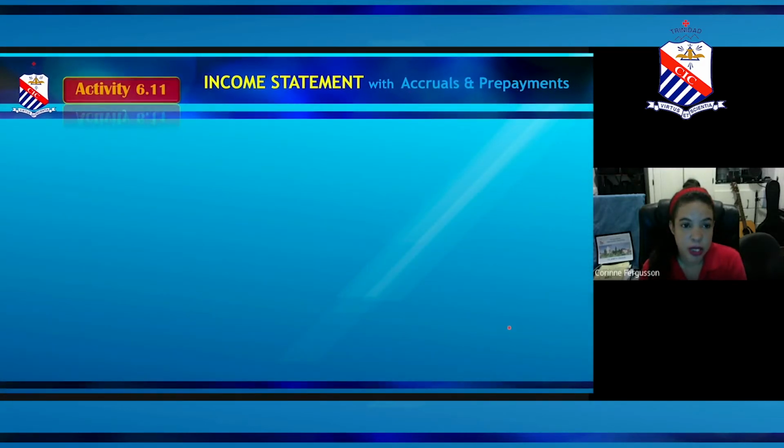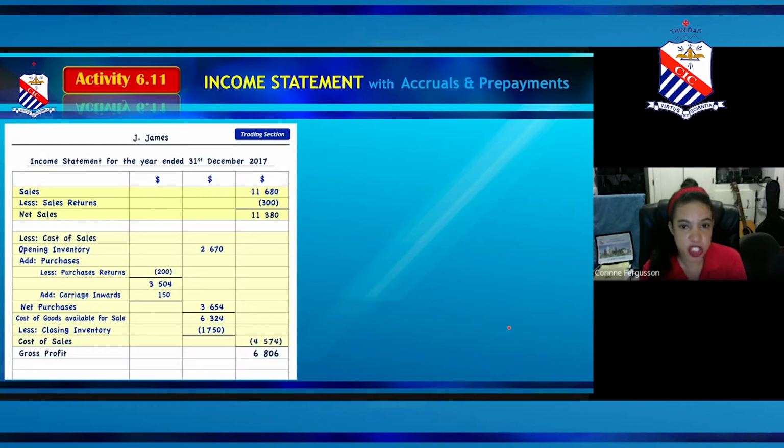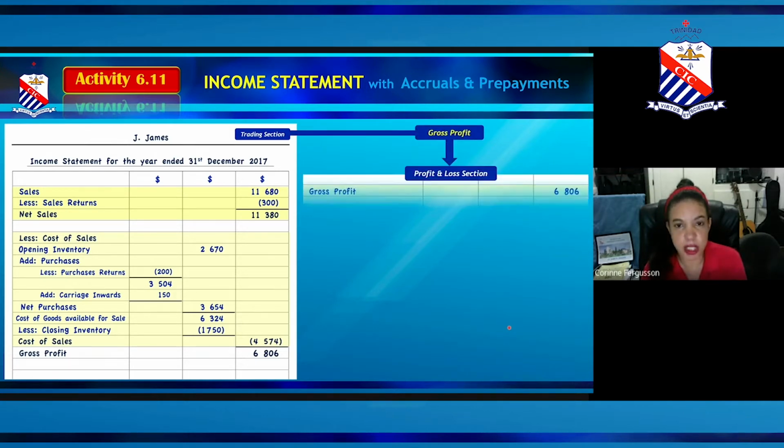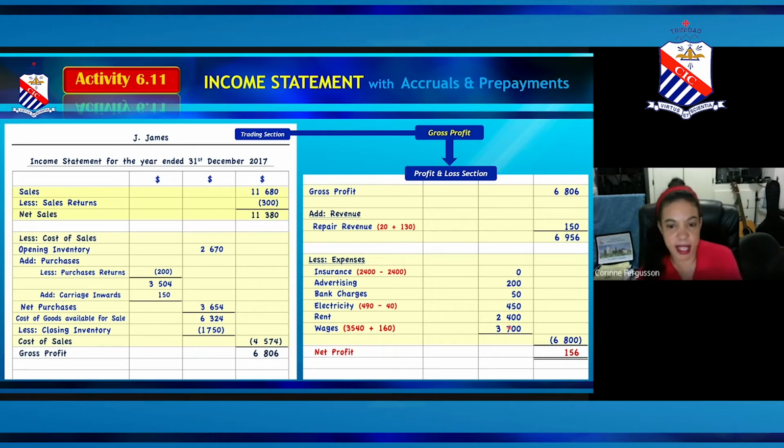So for 6.11 J. James, you have your first part there, which is the part that you have to memorize and practice and practice and practice. Once you get through that, that calculates your gross profit. And then you have your second part, which would be your profit and loss section, and that calculates your final one, which would be your net profit, your final figure. And that is the section that we deal with the revenue, expenses, and therefore the accruals and prepayments.